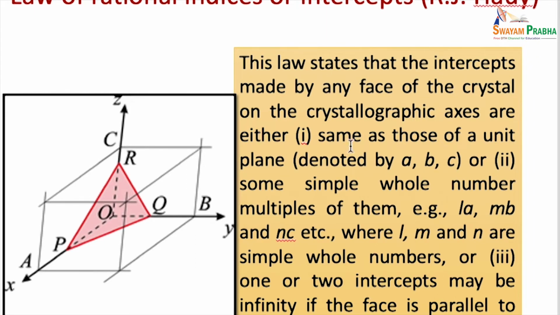or it can be restated as: intercepts made by any face of the crystal on the crystallographic axes are either the same as those of the unit plane, that is a, b, and c, or some simple whole number multiples of them like la, mb, and nc, where l, m, and n are simple whole numbers. Or third, one or two intercepts may be infinity if the face is parallel to one or two axes.